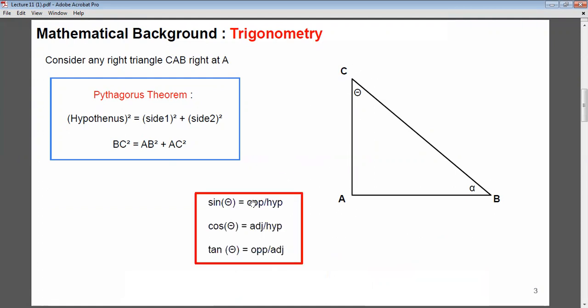What I want you to remember here, if I have an angle theta: sine theta is opposite over hypotenuse, cosine theta is adjacent over hypotenuse, and tan theta is opposite over adjacent. This is the hypotenuse, the side facing the right angle. Pythagoras theorem: the hypotenuse squared is equal to one side squared plus the second side squared. Let's see how we apply this.